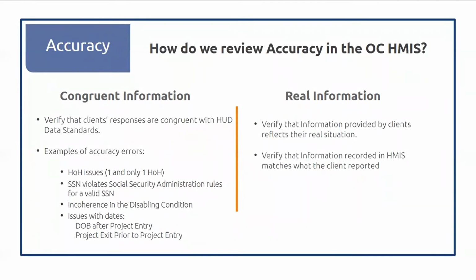On the one hand, we need to verify that the information we enter in HMIS is congruent with the HUD data standards. In other words, we need to verify that the information is logical and makes sense according to HUD. Examples of data that is not congruent would include a household without a head of household, or an invalid social security number, or incoherence in the disabling condition data element. As well, when we have any typos with dates, such as the date of birth being after the project entry date, or the project exit date being prior to the project entry date. Things that don't make sense, but we can identify.